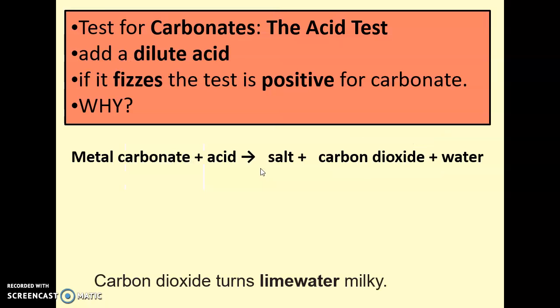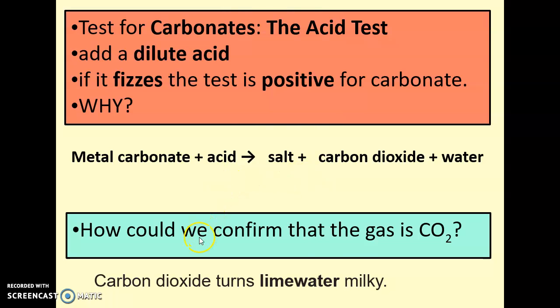Now let us see how to test for carbonate ion. Add dilute acid. The dilute acid can be dilute hydrochloric acid, dilute nitric acid or any other suitable dilute acid. Once the acid is added, bubbles of a gas or fizz can be seen. This is because if carbonate ion is present, then carbon dioxide gas will be given off, as can be seen from the equation below. Metal carbonate plus acid gives salt plus carbon dioxide plus water.